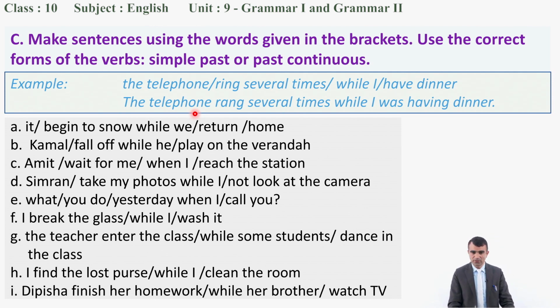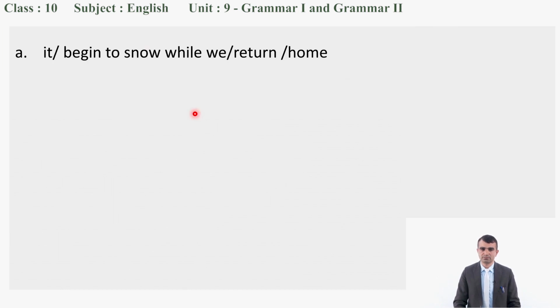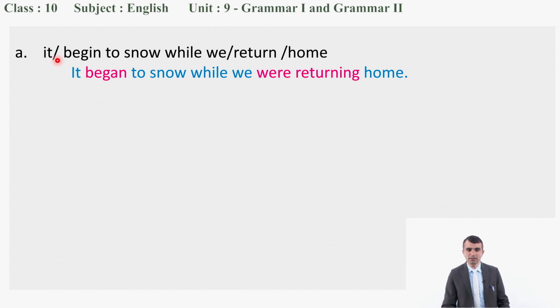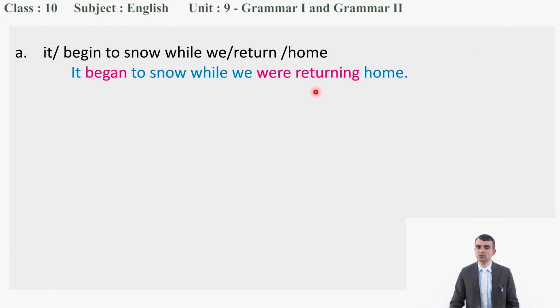Now you can do. Let's start with A. It slash begin to snow while we slash return slash home. What do you write? Quickly please. As quickly as possible. Yes? Great. Well, it began to snow while we were returning home. Is it so? So here it is event, this is circumstance. So event is written in simple past, circumstance or situation or setting is written with past continuous.